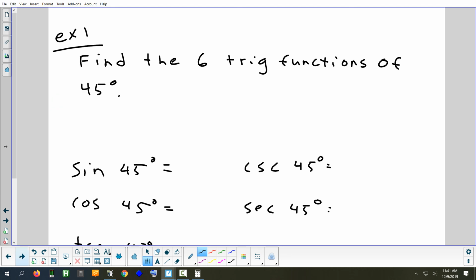Okay, so let's try an example. Find the 6 trig functions of 45 degrees. In order to do anything with unit circle trig, Jared, what's the first thing you have to have? Coordinate. Yes, you need the coordinate. So, Jacob, what's the coordinate for 45 degrees?